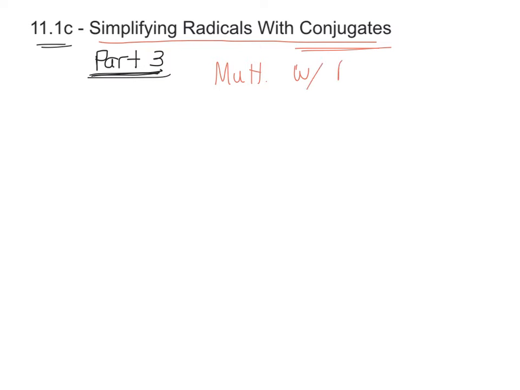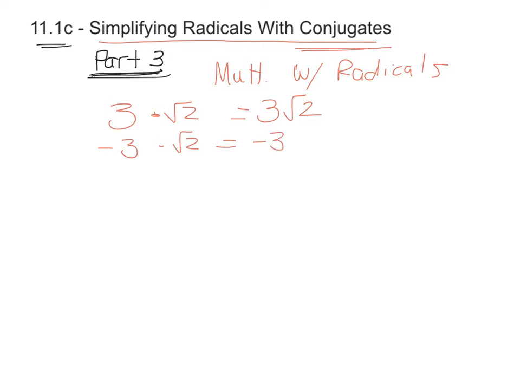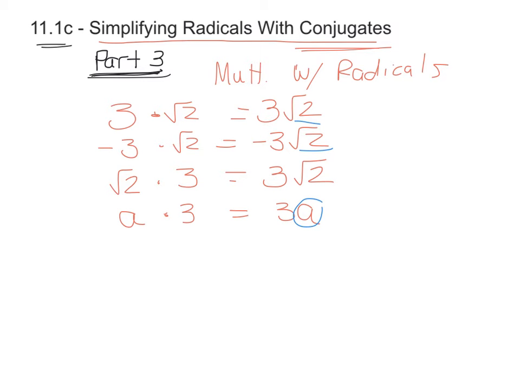Multiply with radicals. So when you're just multiplying 3 times radical 2, that equals 3 radical 2. If I was multiplying negative 3 times radical 2, that's negative 3 radical 2. And if I'm multiplying radical 2 times 3, well, we always put the regular number out front and then the radical. Very much like if you were multiplying a times 3, you would write 3a. So you treat these radicals very much the way you would treat a variable.